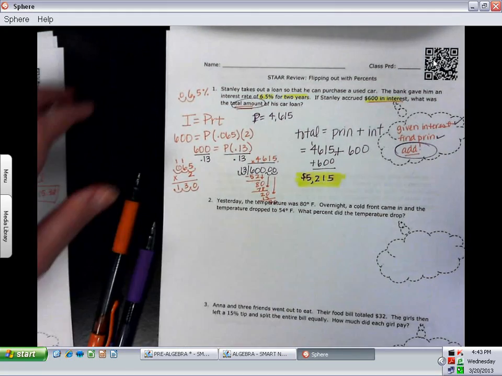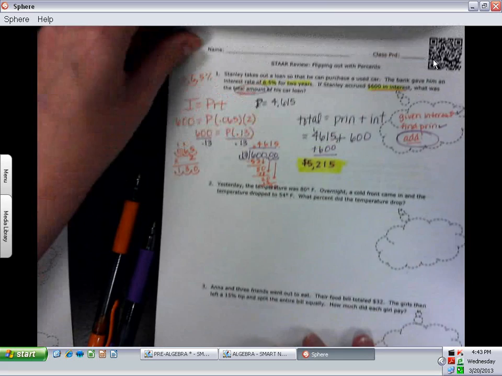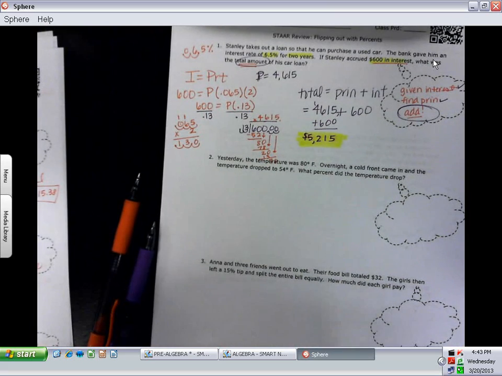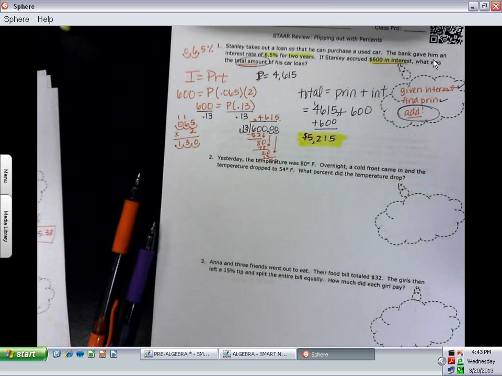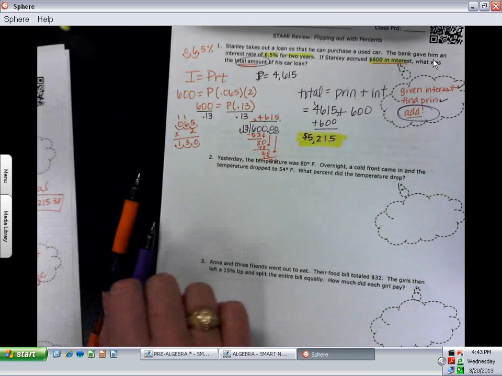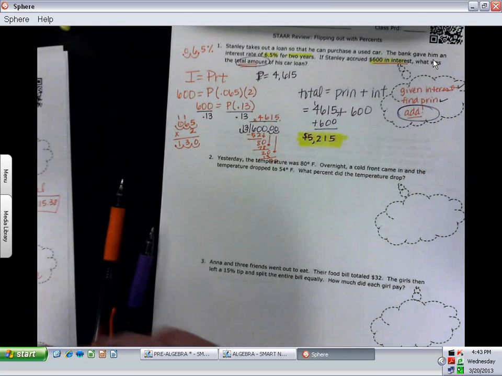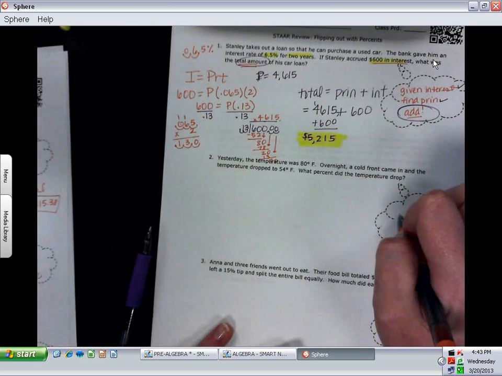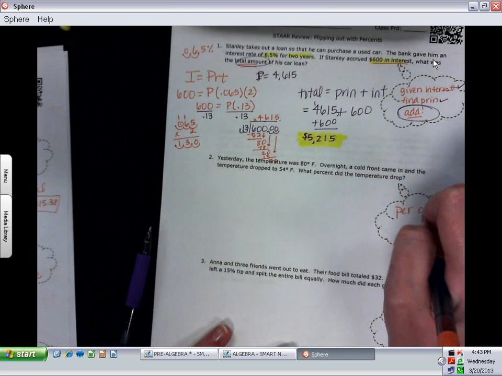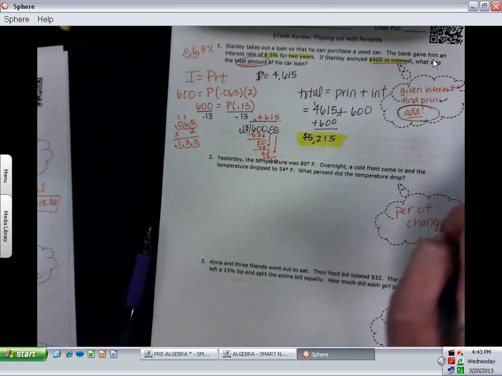Okay, question 2. Yesterday the temperature was 80 degrees. Overnight, a cold front came in and the temperature dropped to 54. What percent did the temperature drop? So when I'm looking at this, I'm talking about something changing, so I know that that is percent of change. So write that in your thought bubble.